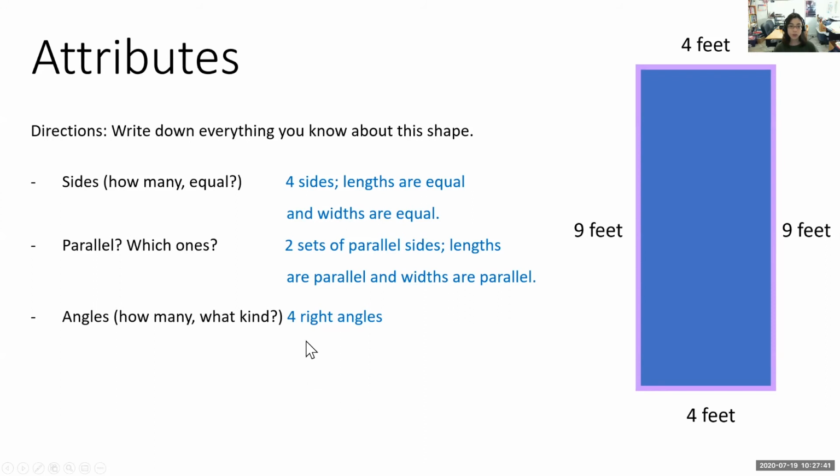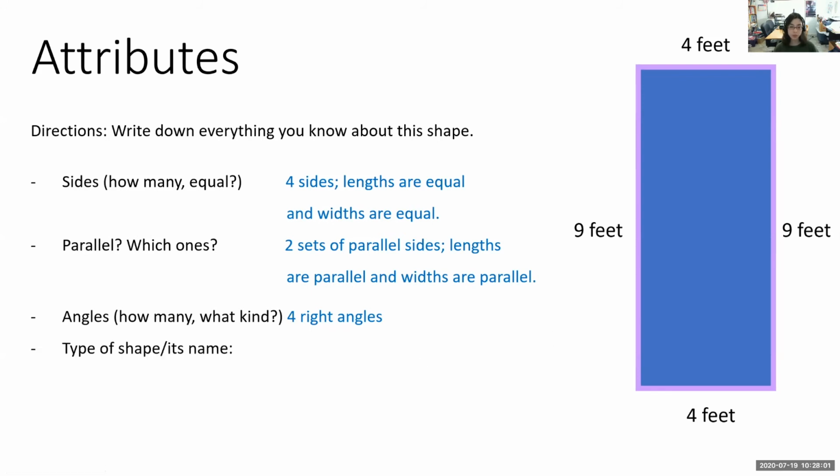Now for the question of what kind of angles these are, well, this angle right here looks like a capital L. That means that it is a right angle. This one is a backwards capital L. This one and this one also resemble L's. So all 4 of these are going to be right angles.